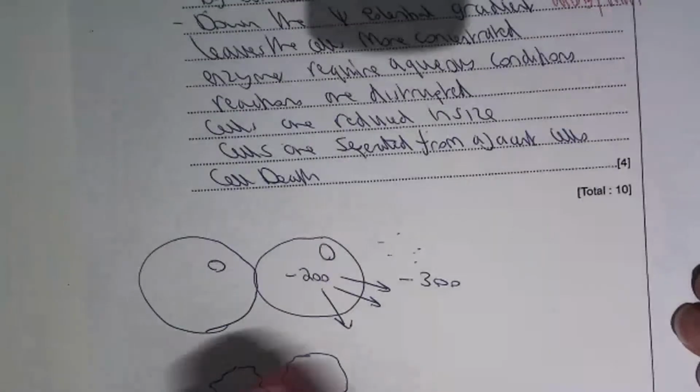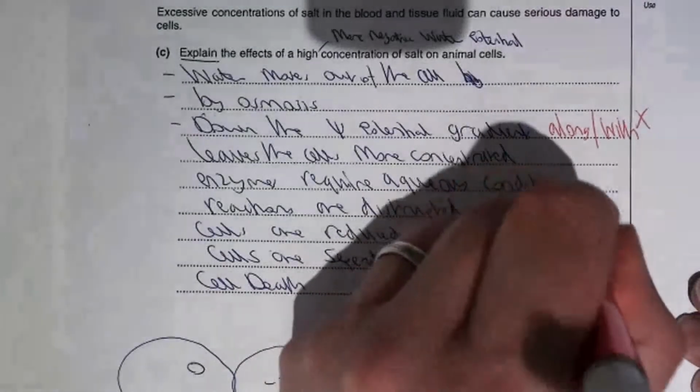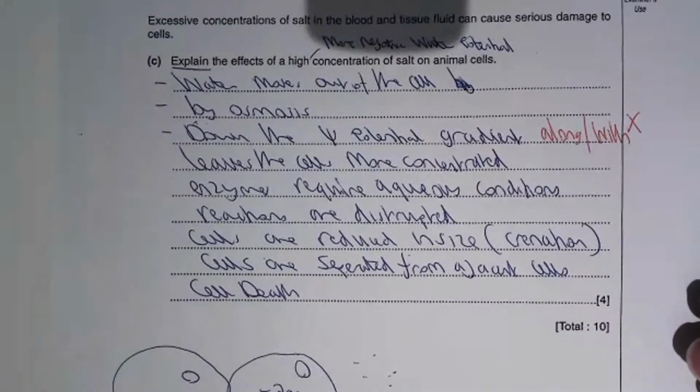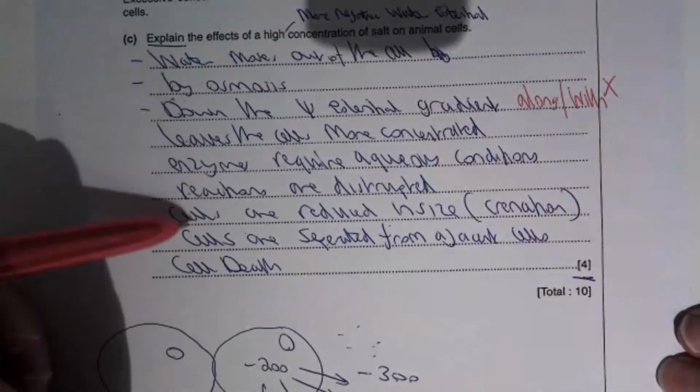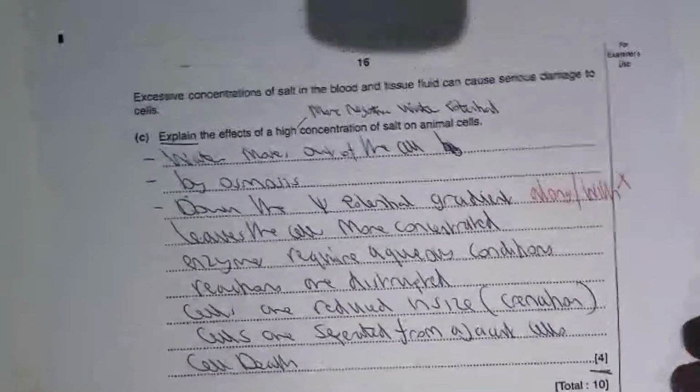There's a marking point as well for stating what happens to cells when they shrink in size, and that's crenation. So that's a marking point as well. So you would require 4 of 10 marking points.